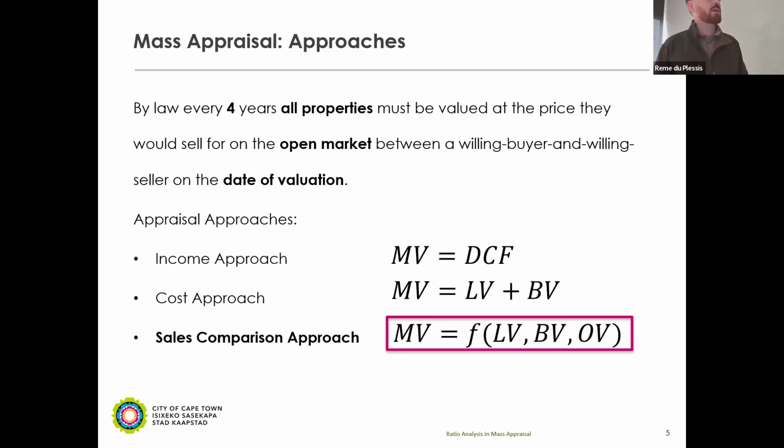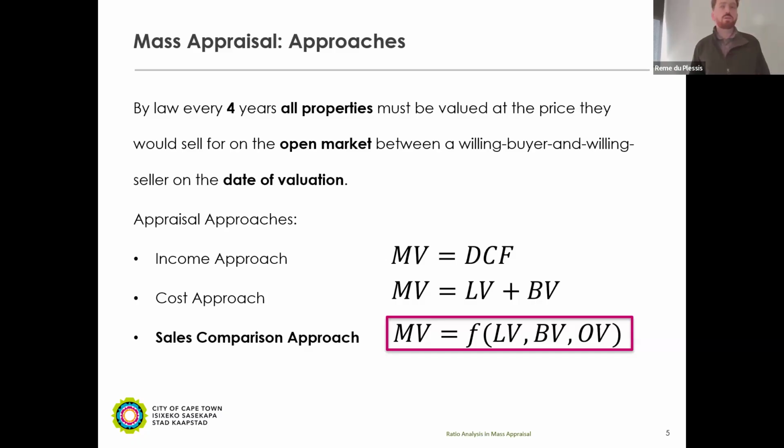The first being your income approach, which is just a variant of your discounted cash flow. Those are mostly used for commercial properties. You take the best use of a property, and then you can calculate based off of the rental incomes from there what the value of the property should be.